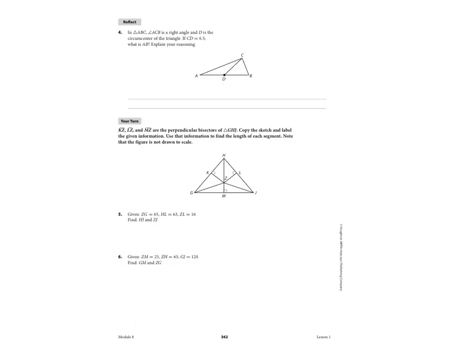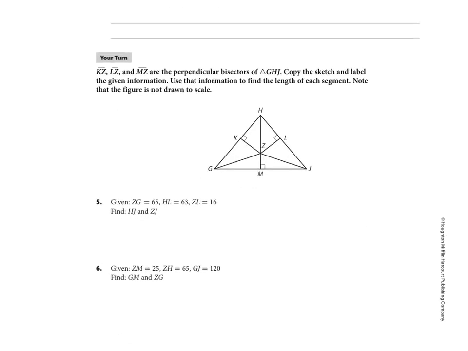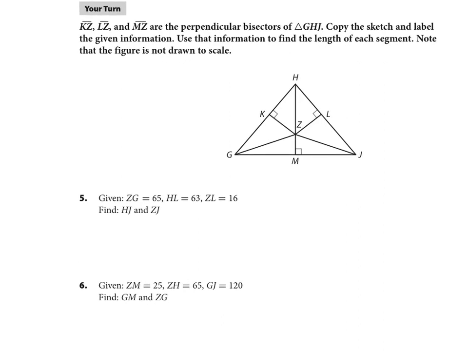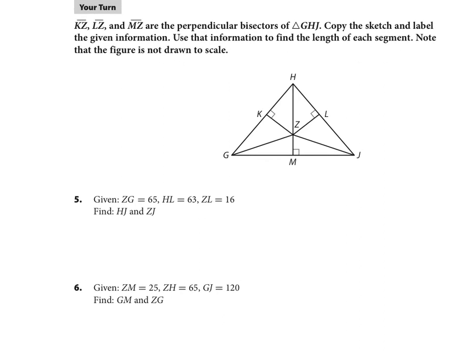So on the next page, under your turn, okay, we can see we have perpendicular bisectors, and it says to use each of these. So ZG is 65, HL is 63, and ZL is 16, and it wants us to find HJ. Okay, let's look at that first.